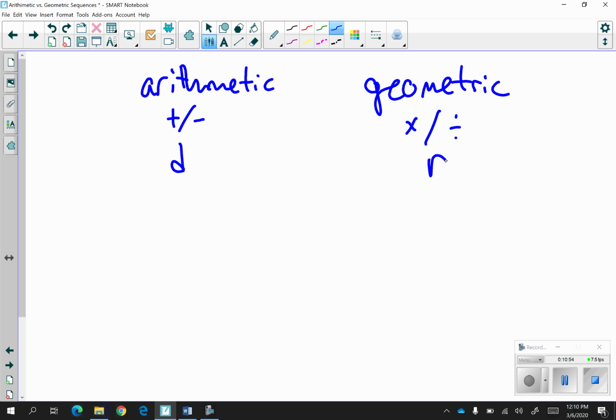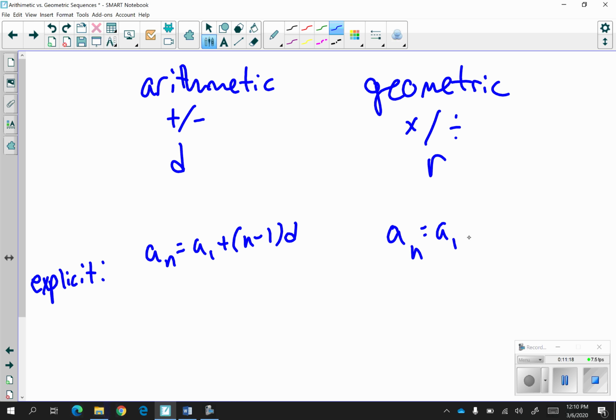Now, they both have explicit formulas. The explicit formula for the first one would be a sub n is equal to a sub 1 plus n minus 1 times d. The explicit formula for the second one is a sub n equals a sub 1 times r to the n minus 1.